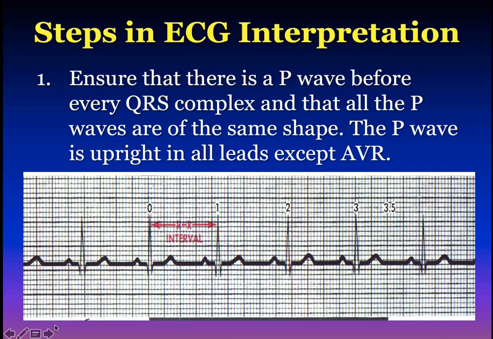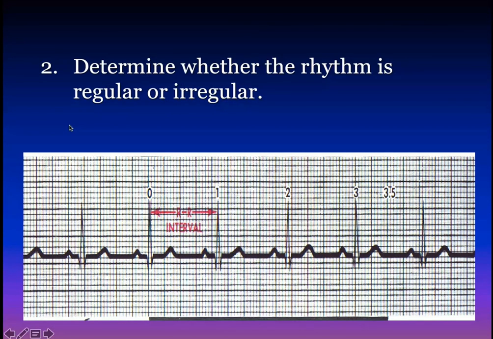Next is to determine whether the rhythm is regular or irregular. You will know the regularity of the rhythm by checking your R wave. Again, this is your P wave, this is your Q, R, S, and T wave. You will see the regularity or irregularity of the rhythm by checking the R wave. This is the R wave, and this is the next R wave.